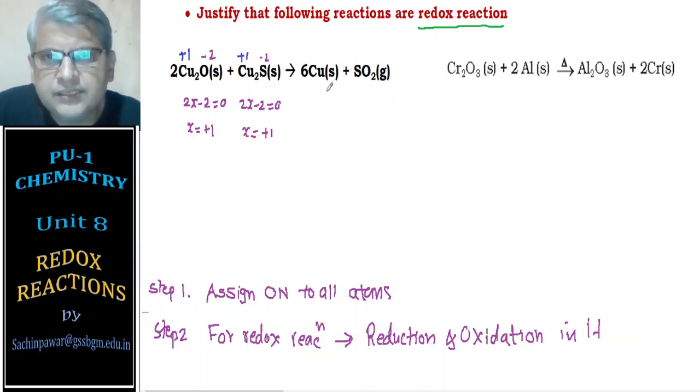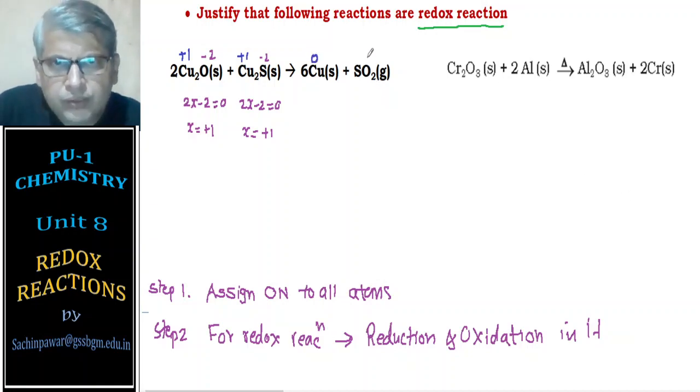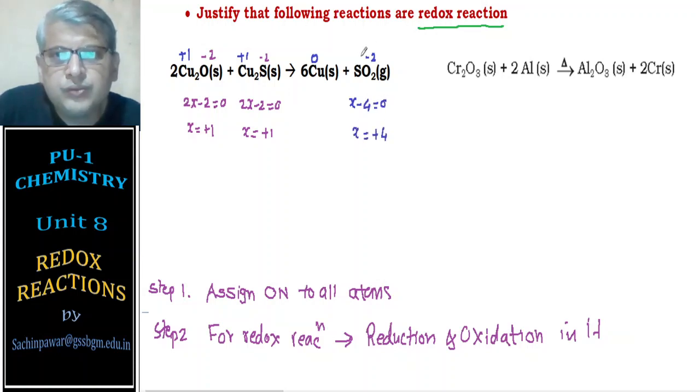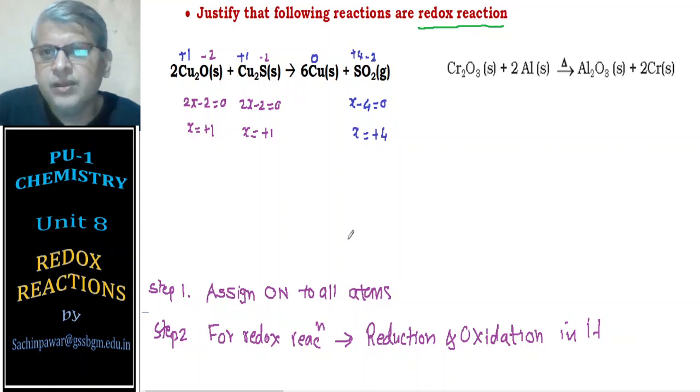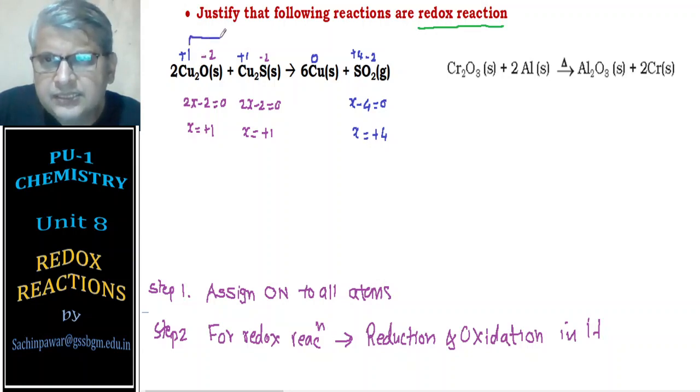Okay, then this copper is in the elemental state, so the oxidation number is 0. And here oxygen is minus 2, and for sulfur we have to find out X. So X minus 4 is equal to 0. So X is equal to plus 4. So here it is in plus 4 state. Now if you see it carefully, copper is converting from Cu2O, Cu2S to Cu. So you will see here plus 1 state is becoming 0.